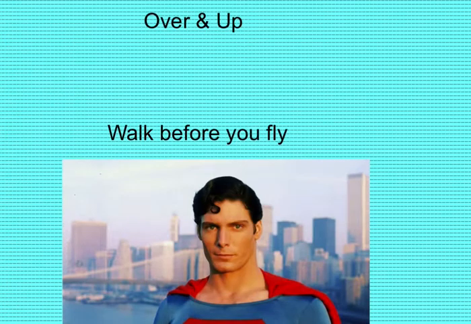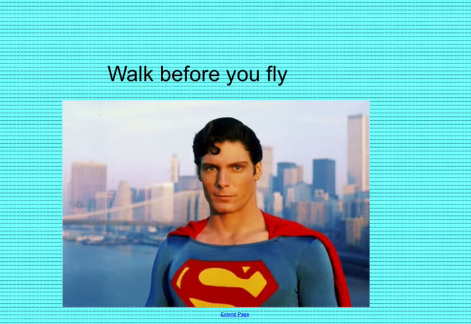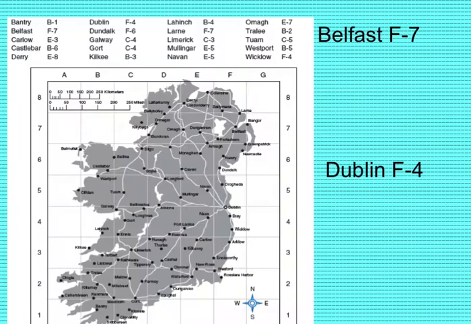So you see our friend Superman here, and the reason we're looking at Superman is because, as you saw on the screen, you need to walk before you fly. When we're doing coordinate grid work, you need to slide over to the right first. You need to walk over before you fly up to where you're going. So if you can remember Superman walking first and then flying, that'll really help you with these activities.